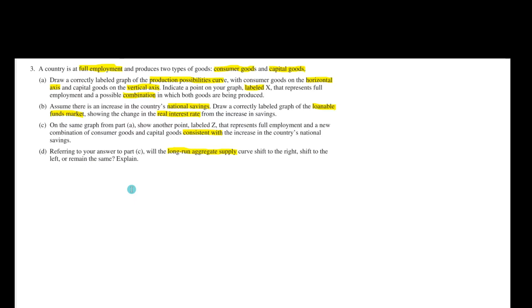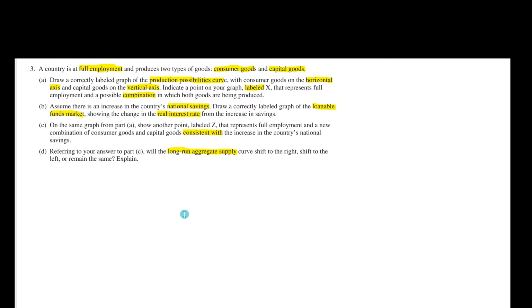So I've highlighted the key words in the questions, the question stems here. So let's look at those first before we carry on. The question tells us that this country is at full employment and it produces two kinds of goods, consumer and capital goods. So let's have a look at those two ideas, the different types of goods and full employment.